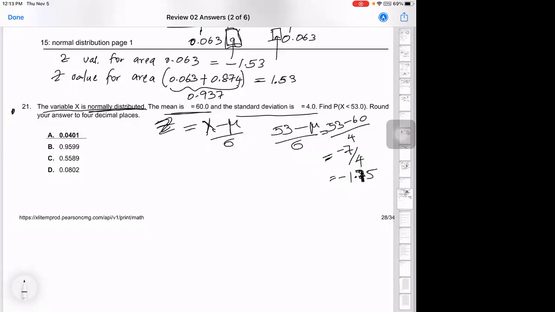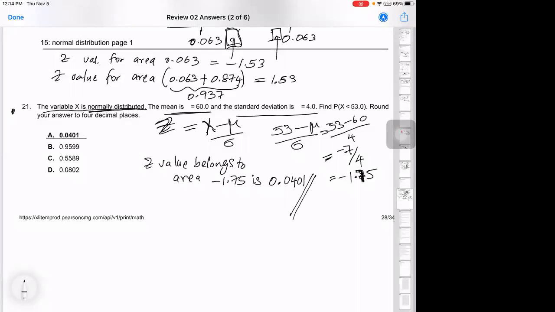You have to go to the Z table and find the Z value. So the area that belongs to Z value negative 1.75 is, if I'm correct, going to be 0.041401.